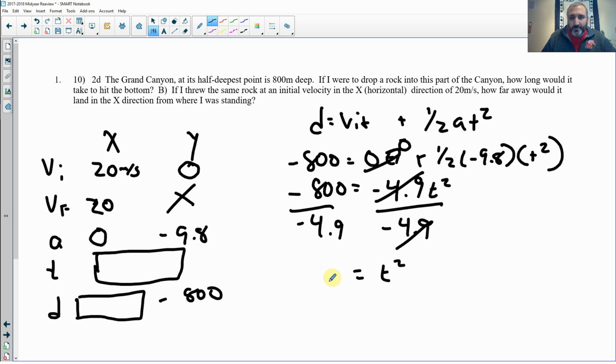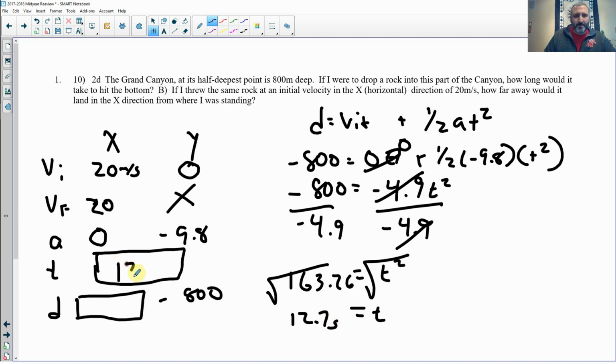So that should be a t squared of 163.26. But we're not interested in t squared, we're interested in t. So we're going to take the square root of 163.26. And we should get a time of about 12.7 seconds. 12.7 seconds. I hope that makes sense.